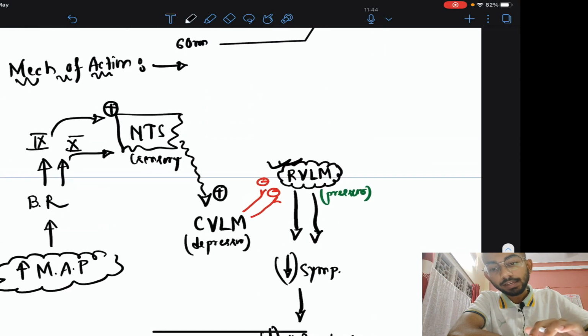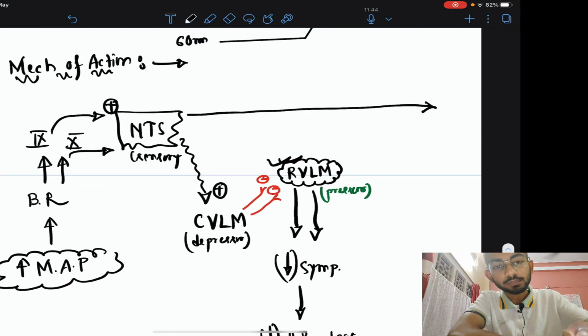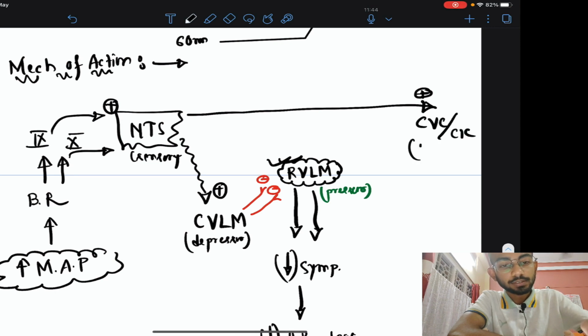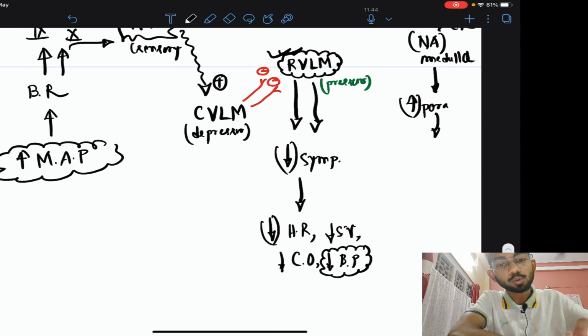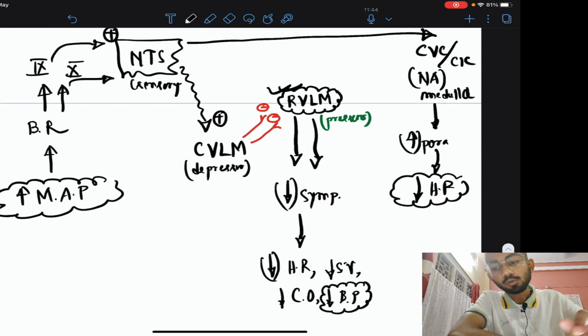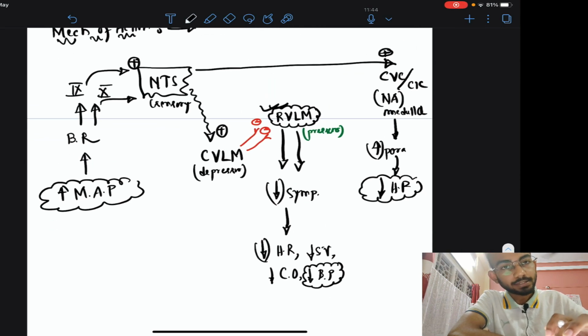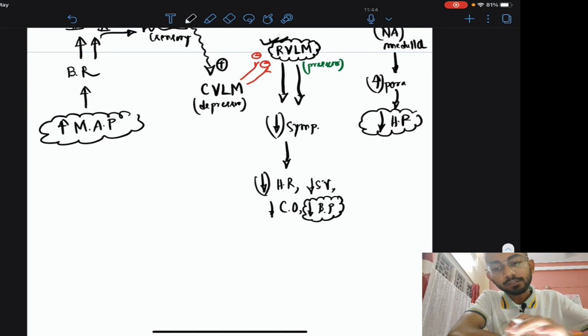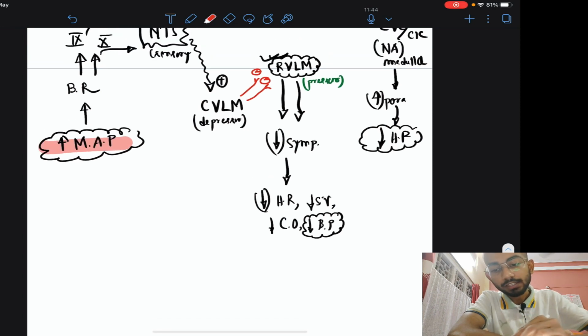Alright guys, another thing that the nucleus tractus solitarius will do is, since the blood pressure has increased, it will stimulate the cardiac vagal center or the cardiac inhibitory center, which is nothing but your nucleus ambiguus, which is present in the medulla again, and this will increase the parasympathetic flow, and this increase in the parasympathetic flow will again decrease the heart rate guys. So this is how the baroreceptors basically work. If there is increase in the blood pressure, eventually we have achieved the decrease in the blood pressure.